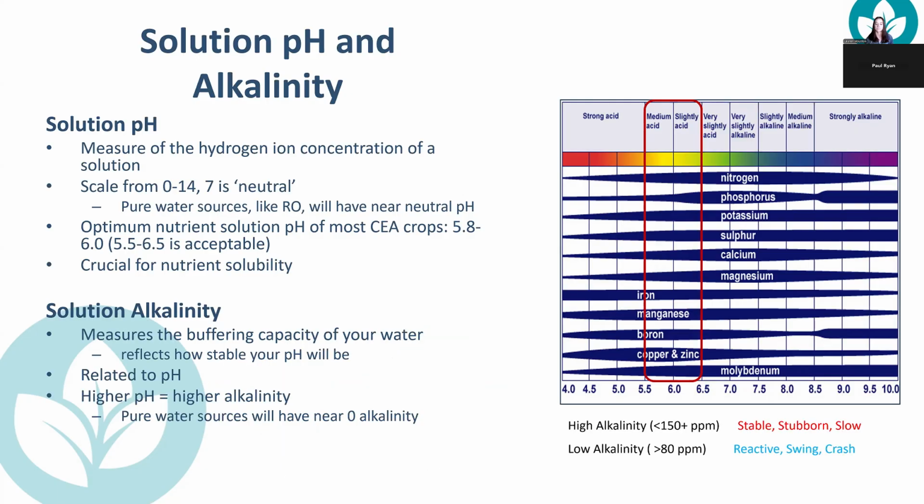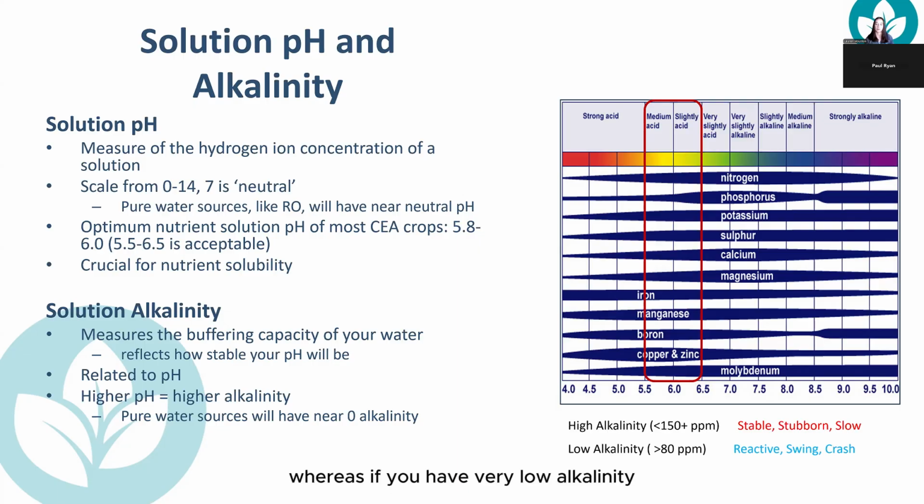And then we have solution alkalinity. Alkalinity is very closely related to pH, but it's not the same. They're not a measure of each other. They just typically go hand in hand. Solution alkalinity is a measure of the buffering capacity in the water. So if you have very high alkalinity in your solution, you're not going to see significant pH changes over time. But if you do need to change your pH, it's going to take a lot more acid or base to be able to adjust the pH.